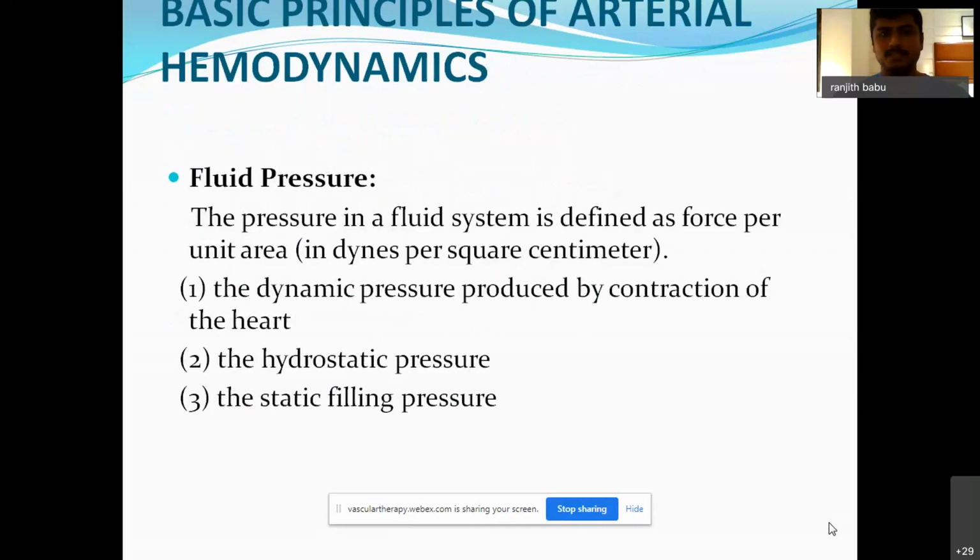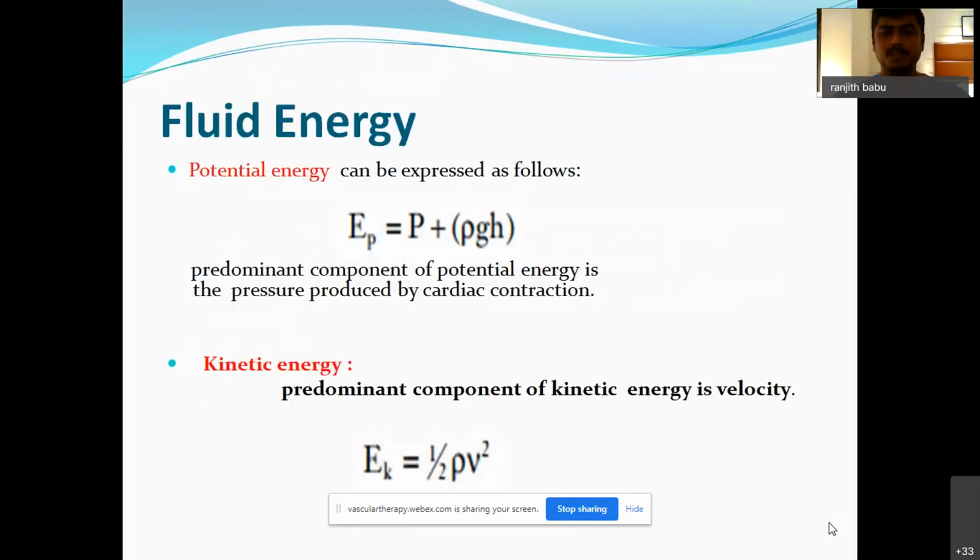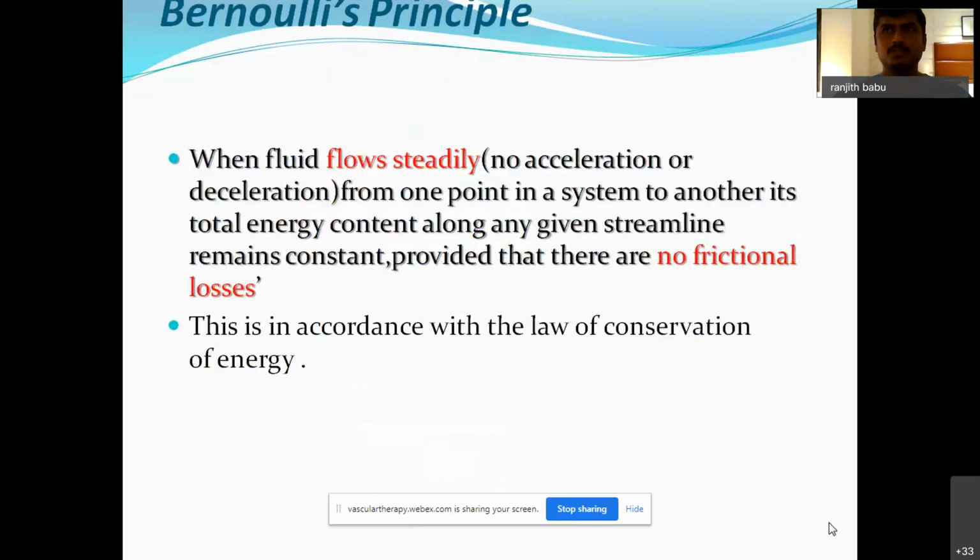Let me explain the basic principles of arterial hemodynamics. Before going to the proper principles, I want to explain two terminologies. The first one is fluid pressure. The next one is fluid energy. Fluid pressure in a fluid system is defined as the force per unit area. It consists of three components: the dynamic pressure, hydrostatic pressure, and the static filling pressure. Fluid energy consists of potential energy and kinetic energy. The predominant component of potential energy is the pressure. The predominant component of kinetic energy is the velocity. So with these basic terminologies, I'm going to the principles proper.